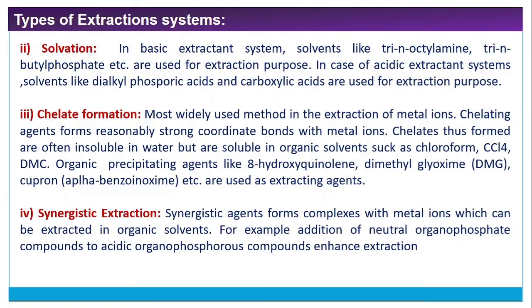Fourth is the synergistic extraction. Synergistic agents form a complex with metal ions which can be extracted into the organic solvent. For example, the addition of neutral organic phosphate compounds to acidic organophosphorus compounds enhances the extraction. So these are the organic substances we can add to the metal ions so that they form complexes and extraction will be easier. That is called synergistic agents.